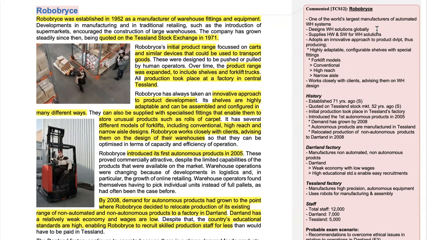So Robobryce is not only involved with selling their products and services to customers in Thailand. Instead, they are involved with selling their products and services to international clients as well. So that makes this company one of the largest manufacturers of automated warehouse systems. And the company is also involved with designing warehouse solutions in a global scale. So I said customers will ask for customized warehouse solutions. So we are involved with provision of these type of services, and we are supplying hardware and software needed for warehouse solutions as well.